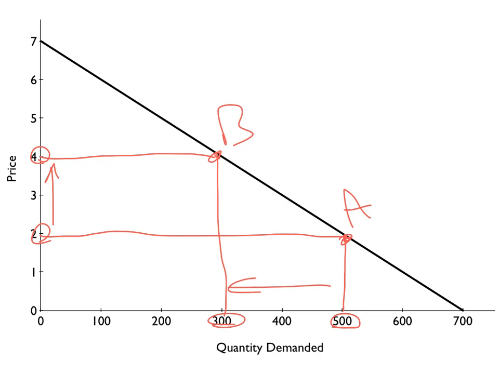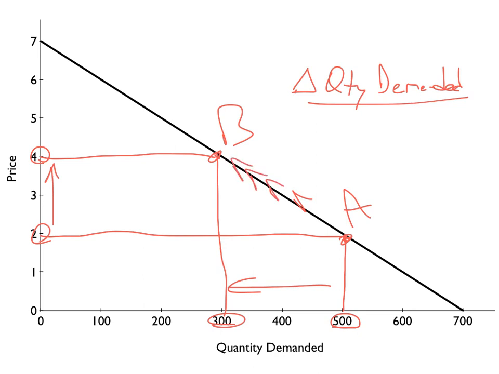So this is a change in quantity demanded. And again, this is represented by a movement along a demand curve. In this case, we're moving in a northwestward direction. We're moving up along a demand curve. So again, this is caused by a change in the price of this good. In this case, the price increased from $2 to $4. This is a change in quantity demanded.